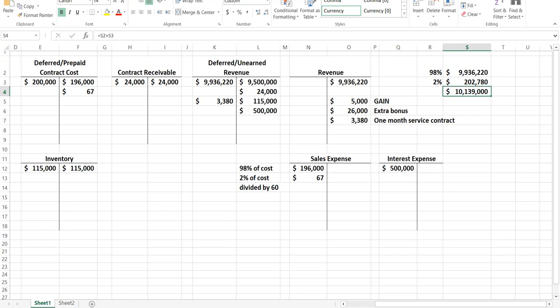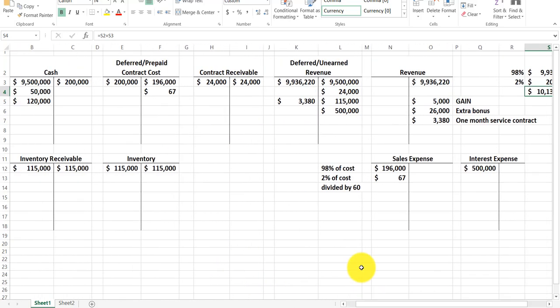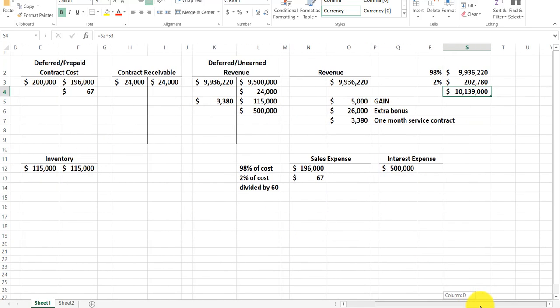Then the $500,000 over time will go into unearned revenue just because of the financing, and we credit unearned revenue and debit interest expense over here. Now we need to take this $10,139,000 and divide it between the two performance obligations.